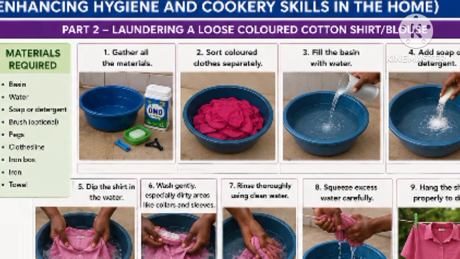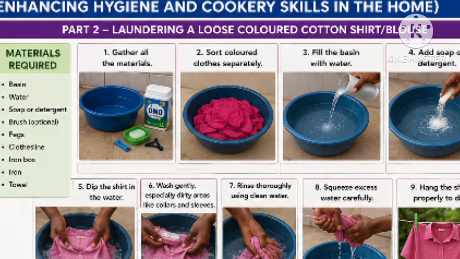Part 2, laundering a loose-colored cotton shirt. Learners are required to wash a loose-colored cotton shirt or blouse. They should also take photographs and videos during the process. Materials required: learners may use basin, water, soap or detergent, iron box, clothesline, pegs, brush, and towel.